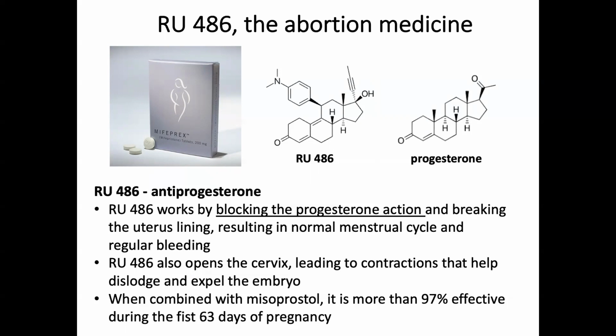Okay, in patients, RU486 breaks the uterus lining and causes bleeding. And then RU486 also opens the cervix, leading to contractions that help dislodge and expel the embryo. So then the pregnancy is ended. All right. So RU486 is very effective on abortion. When combined with misoprostol, it's more than 97% effective in ending early pregnancy. This drug was approved for use in the United States in 2000.